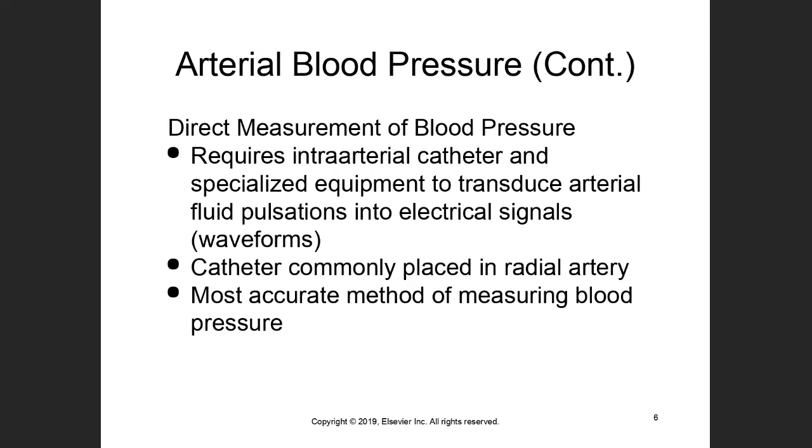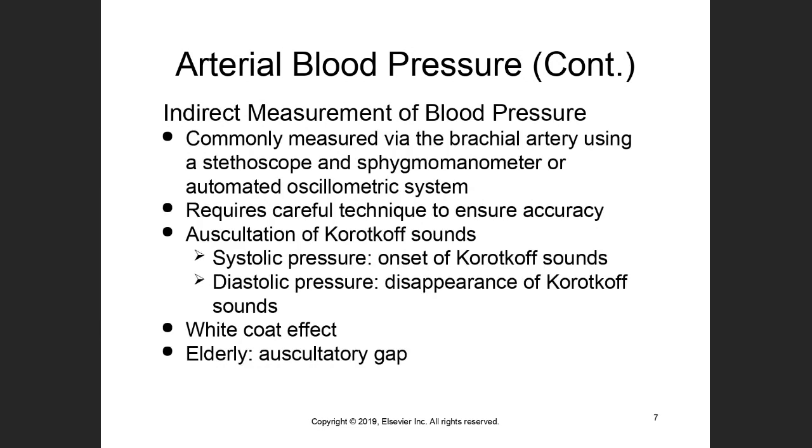Okay, direct measurement of the blood pressure requires an intra-arterial catheter that is used just, for example, in ICU. Patients that are in ICU, then you put that catheter that goes straight to the heart, and they measure the blood pressure. It's the most precise measurement of the blood pressure. Indirect measurement of the blood pressure is the one that we use every day. It is the stethoscope and the sphygmomanometer.